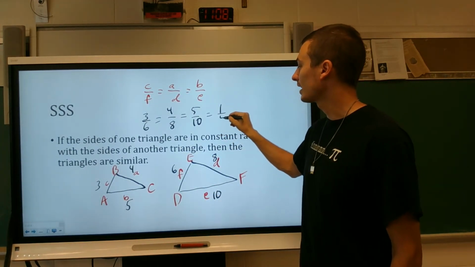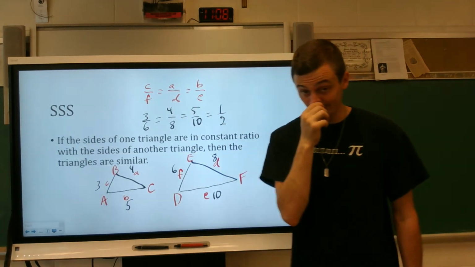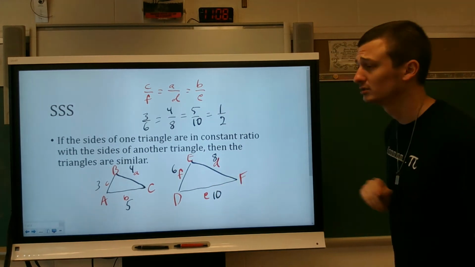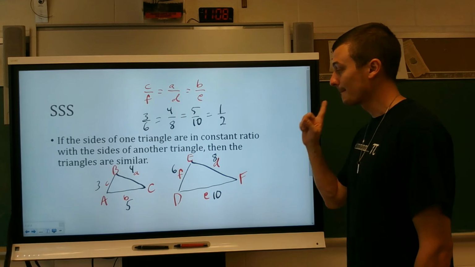I absolutely drew these triangles to be similar, but yeah, it's an example. I'm allowed to do that. Why not? So yeah, side, side, side, similarity theorem.